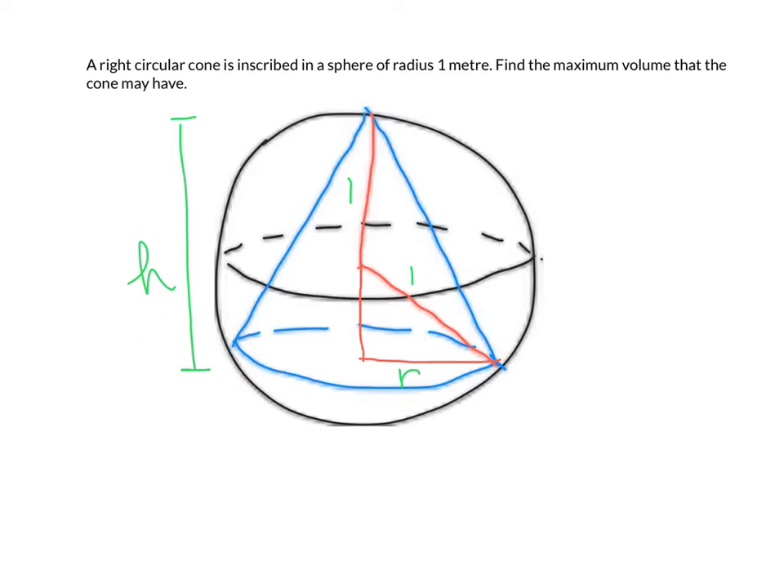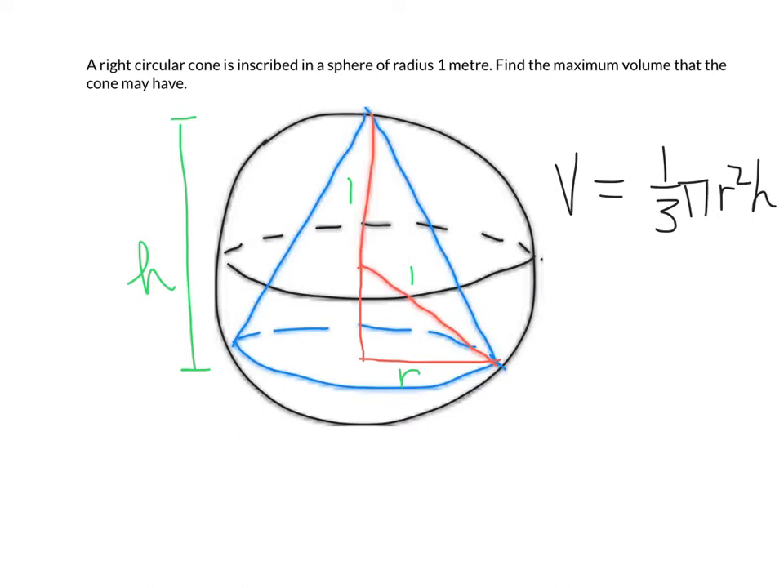And I know that the volume of a cone is equal to 1/3 pi r squared h, and I want to maximize the volume. So now that I've figured out what I want to maximize, I need to get this in terms of one variable. So I need to get r in terms of h, or h in terms of r.